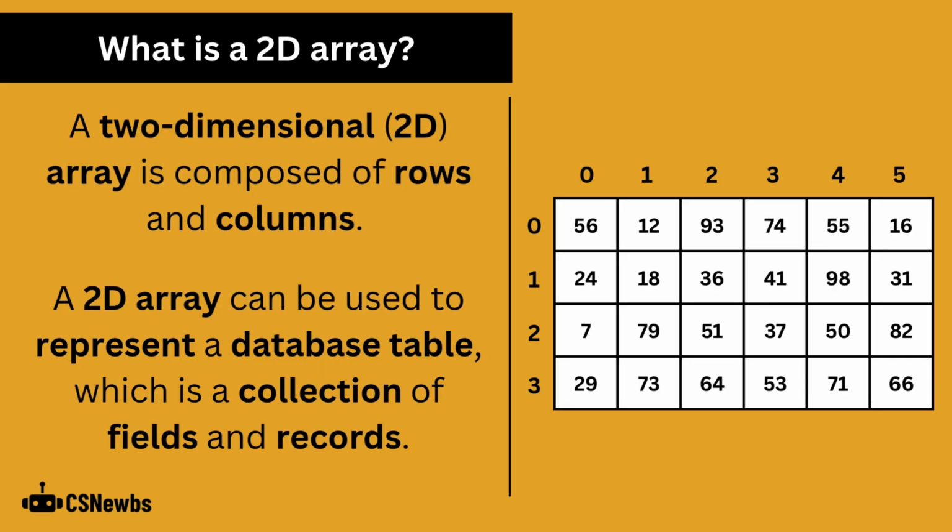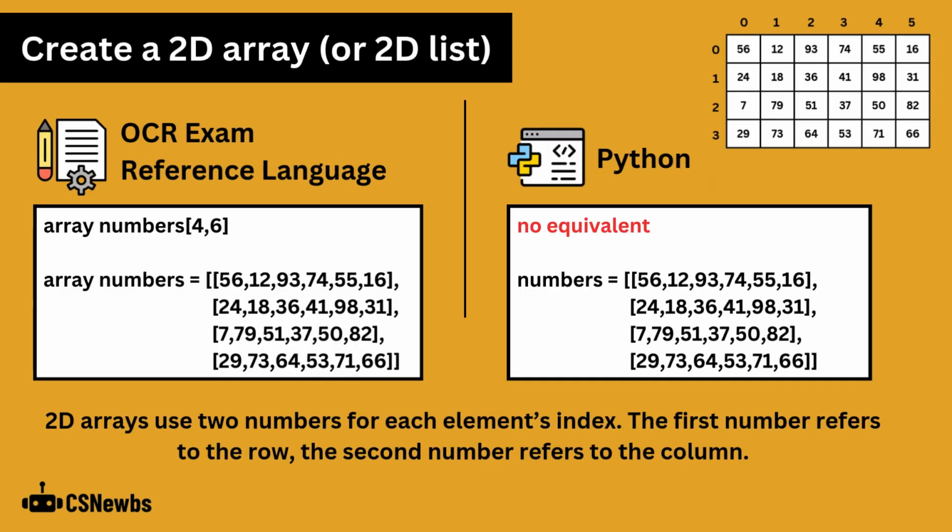A two-dimensional array is composed of rows and columns. A 2D array can be used to represent a database table, which is a collection of fields and records. 2D arrays use two numbers for each element's index. The first number refers to the row, the second number refers to the column.